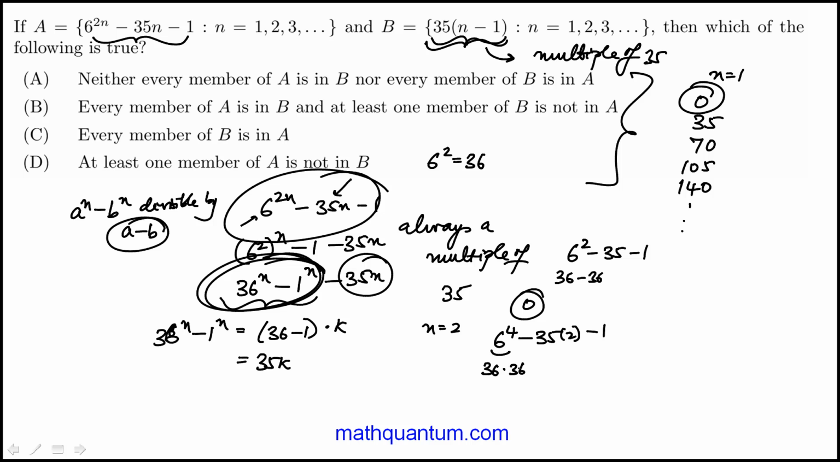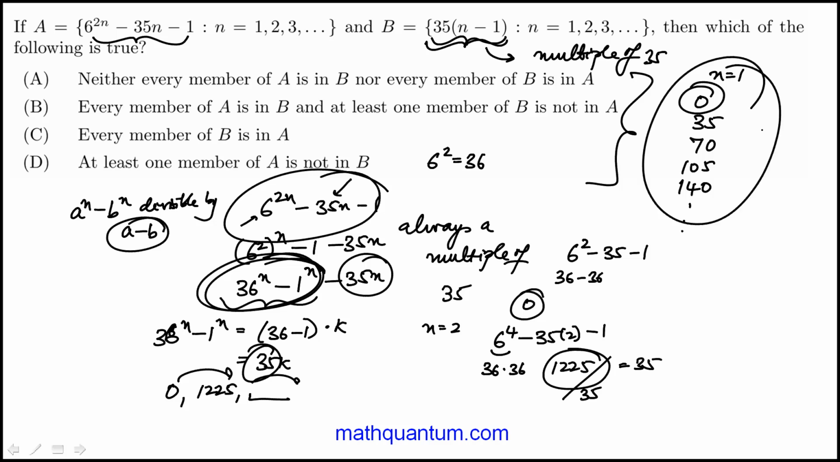You can at least use the calculator, just repeatedly multiplying that. That's 1296 minus 70 minus 1, which is 1225. And we already know that it has to be divisible by 35. We were just trying to see how much the numbers jump. So this is divisible by 35, and the next one would also be divisible by 35.